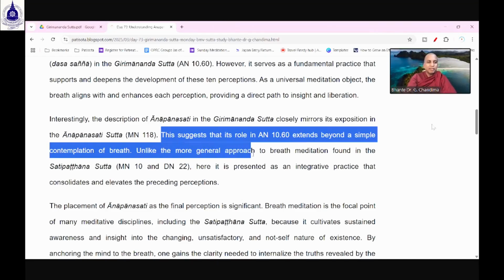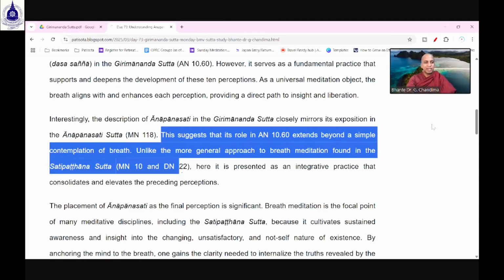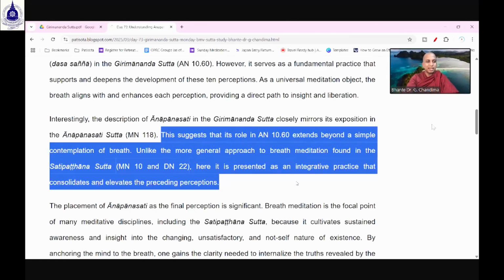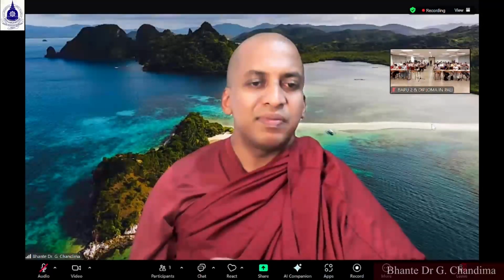Unlike the more general approach to breath meditation found in the Satipatthana Suttas, MN 10 and DN 22, here it is presented as an integrative practice that consolidates and elevates the preceding perception. Now, we understand that Satipatthana Sutta's version about Anapanasati is a basic explanation.